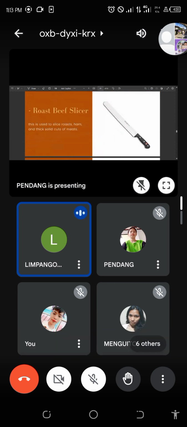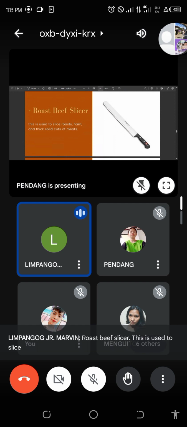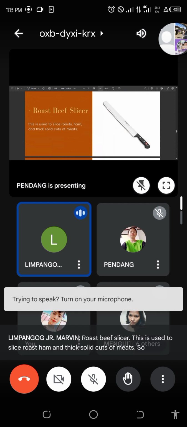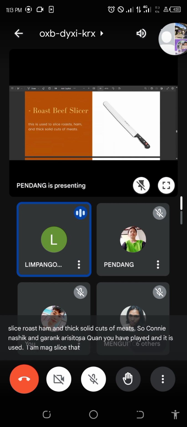Roast beef slicer. This is used to slice roast ham and thick solid cuts of meats. It has a long blade and is used to slice roasts, beef, and ham, the big cuts that need to be sliced.